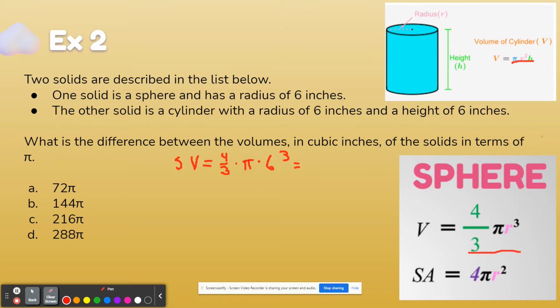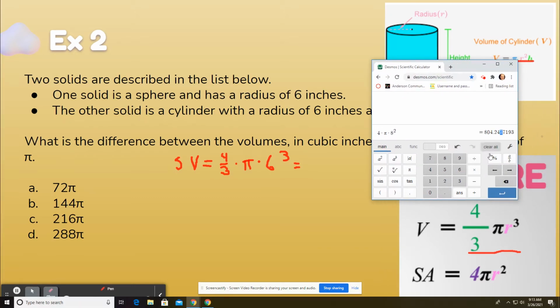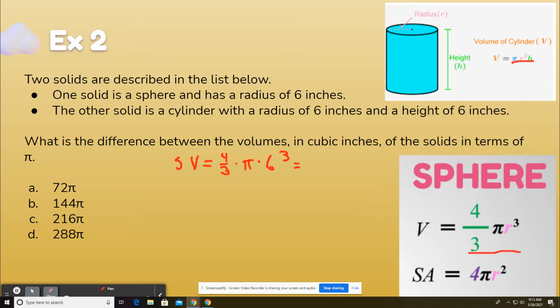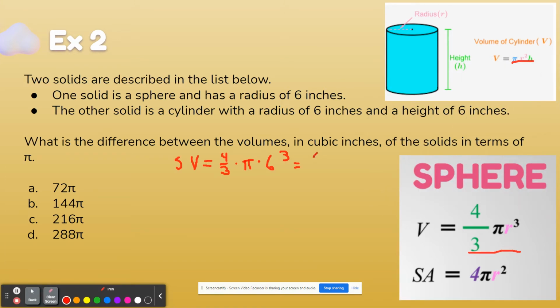And we're going to bring back our calculator, and we're going to type it in just like that. 4/3 times, I'm not going to do pi because it's going to leave our answer that way, 6 cubed, 288. So the volume of a sphere is 288 pi.